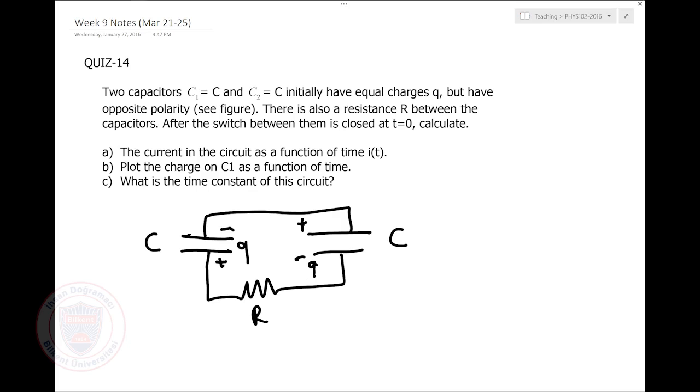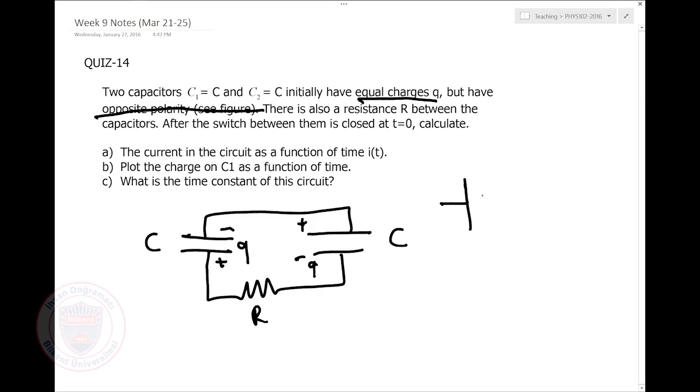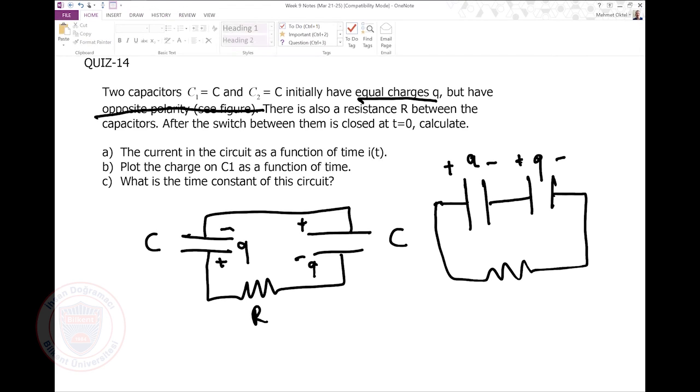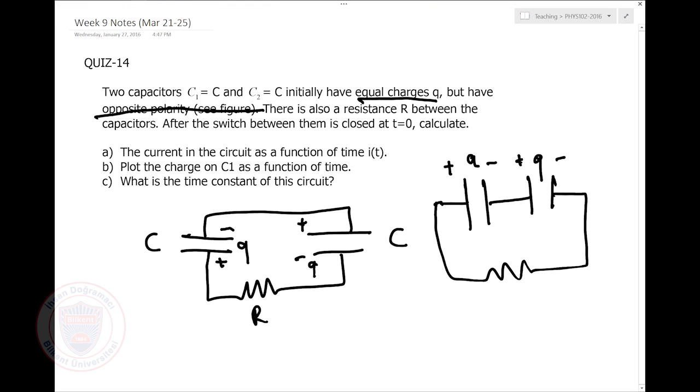So I have two capacitors which have equal charge but opposite polarity. So I have plus Q and plus Q charge in both capacitors, but the way I actually put these together, I could redraw the circuit in a quite different way. The polarity is like this: plus Q, minus Q. I don't know why I'm writing with such a coarse pen. And here's my resistor.